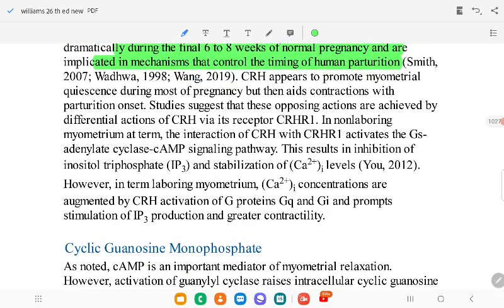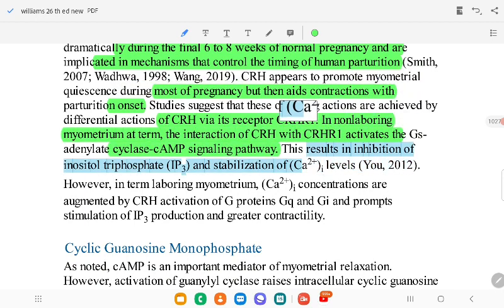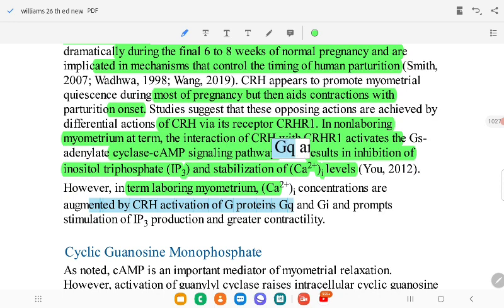Okay, CRH promotes myometrial quiescence during most of the pregnancy, but then aids contraction with parturition onset. This opposing action is achieved by differential action of CRH through receptor 1. In the non-laboring myometrium at term, CRH activates the cAMP signal pathway. This results in inhibition of inositol phosphate and stabilization of calcium levels. However, in the term laboring myometrium, calcium concentration is augmented by CRH activation and G protein stimulation, giving greater contractility.